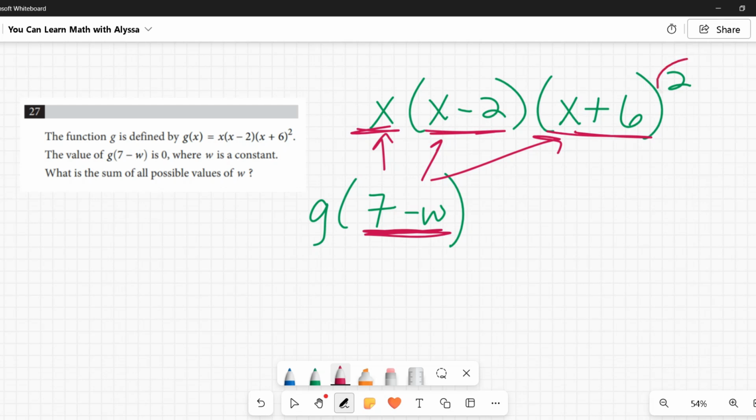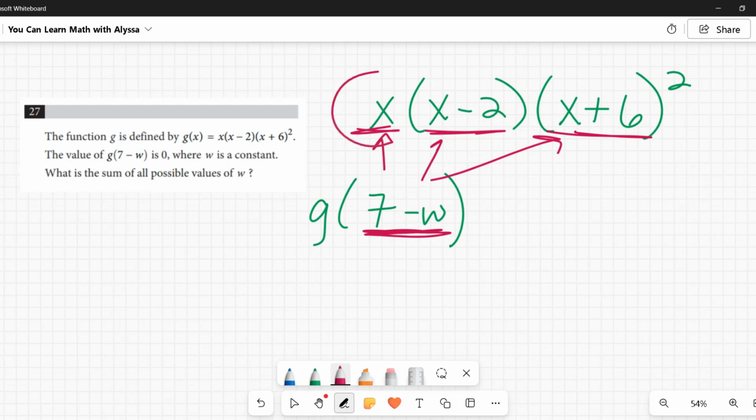And the x plus 6 squared, don't really worry about the squared because think of it as just being another x plus 6. So it doesn't matter which of those x plus 6's the 7 minus w would be in. You only have to look at one of them. Okay, so let's take each of these scenarios.